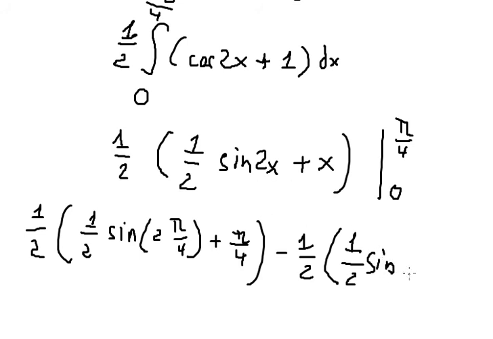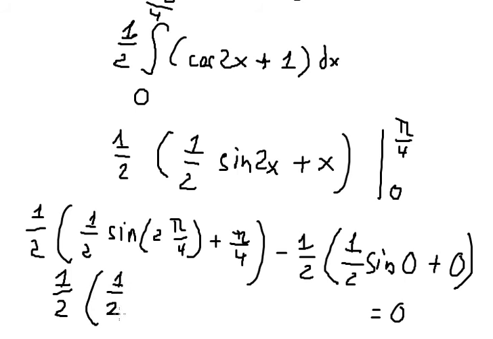2 with 0, you get 0. This one you get 0. So this one in here, if we calculate, is equal to 0. Now if we calculate this one, we have 1 over 2 multiplied by 1 over 2 and pi over 4. And this is the answer for question number 2.